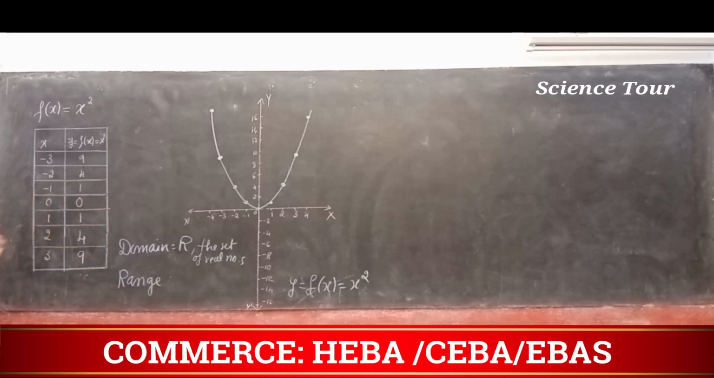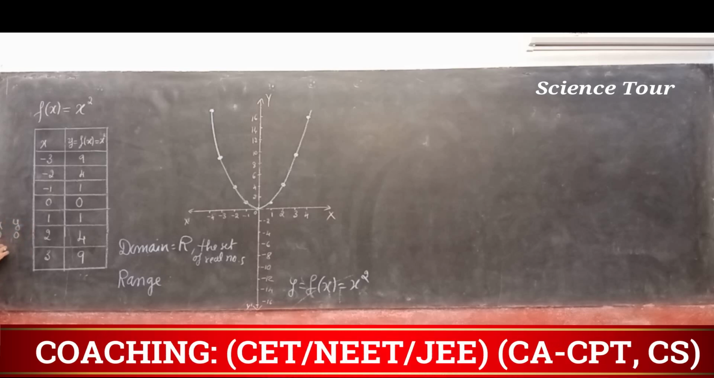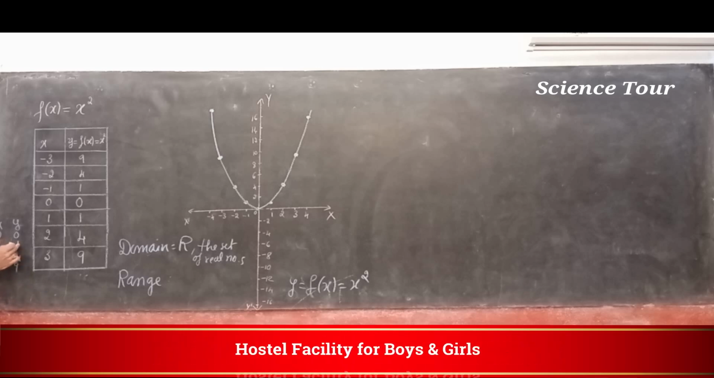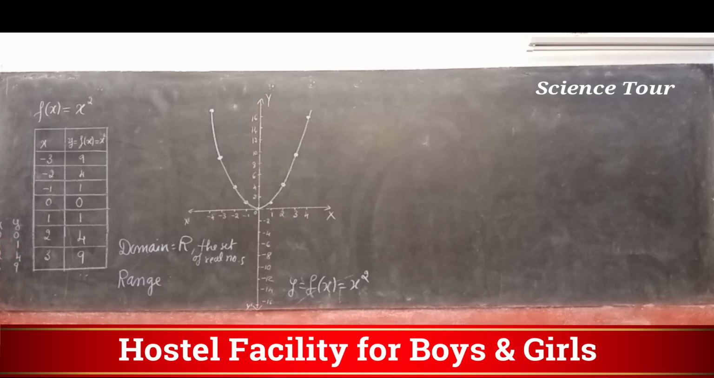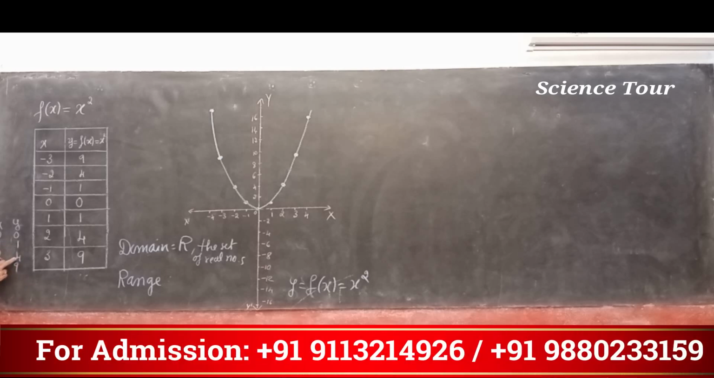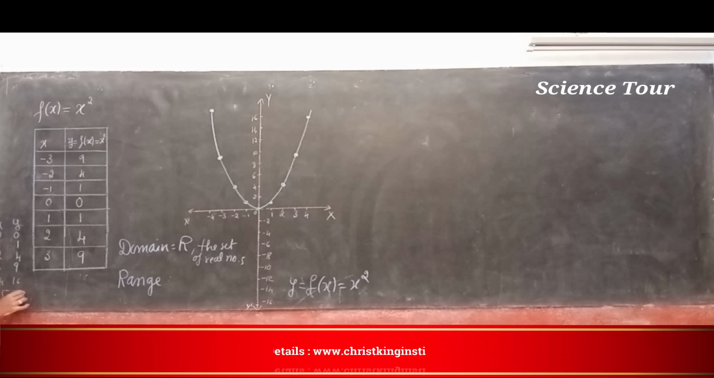See here, I will write here: if you take x as 0, then you will get y value 0, and if you take 1 you will get y as 1, if you take 2 you will get 4, if you take 3 you will get 9, if you take minus 1 also you will get plus 1. For plus or minus 1 you will get y value 1, for plus or minus 2 you will get 4, for plus or minus 3 you will get y answer 9, plus or minus 4 gives 16, plus or minus 5 gives 25, like that.